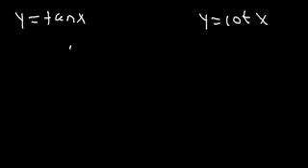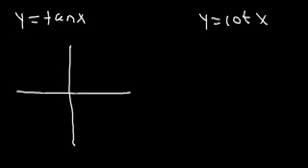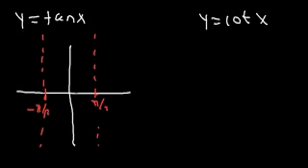So now let's focus on tangent and cotangent. We're going to keep this topic simple. All right, for tangent, you need to know that your vertical asymptotes are negative pi over 2 and pi over 2. Now, the midpoint between the two vertical asymptotes is 0. And the midpoint between 0 and pi over 2 is pi over 4. And between those two points is negative pi over 4. Let's say this is 1 and this is negative 1, because the amplitude is 1.